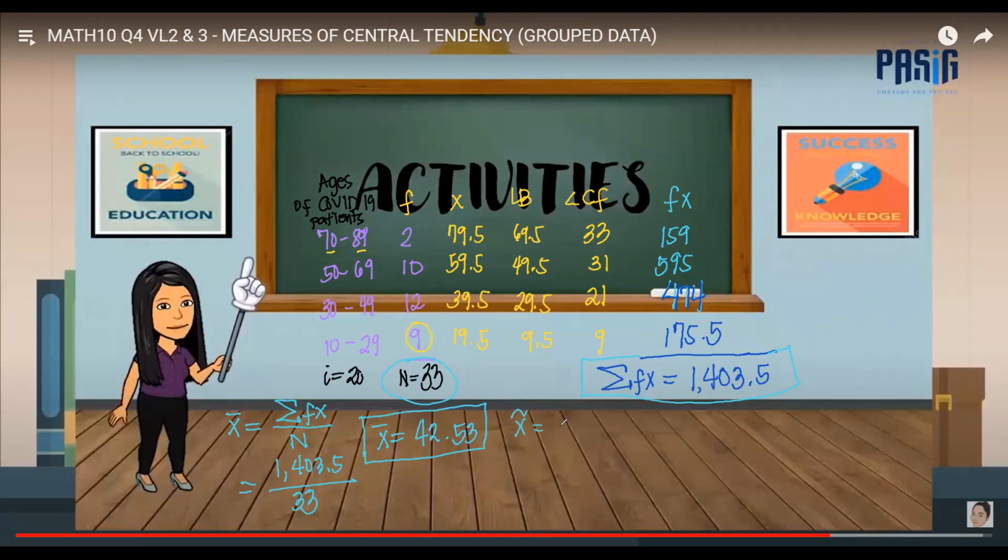Okay? Yung median natin is the lower boundary of the median class plus n divided by 2 minus the cumulative frequency below divided by the frequency of the median class times I. So, kunin muna natin no, yung mga values. So, mga values ng LB of the median class, yung n divided by 2. Dito tayo sa baba.